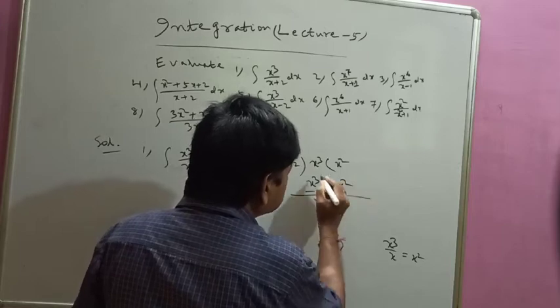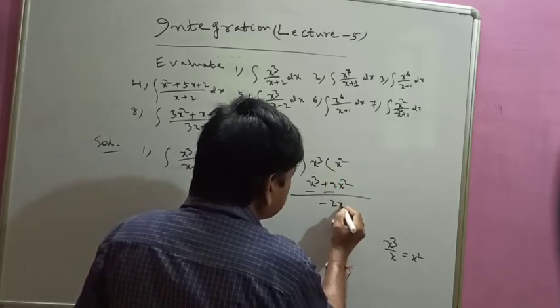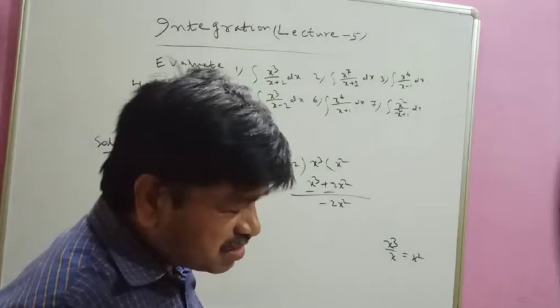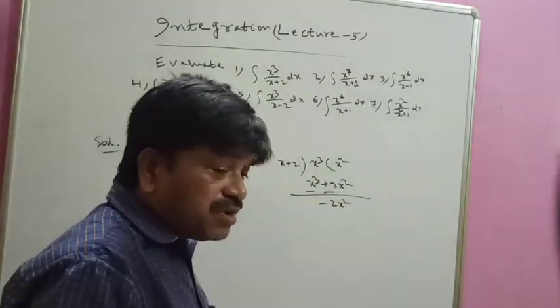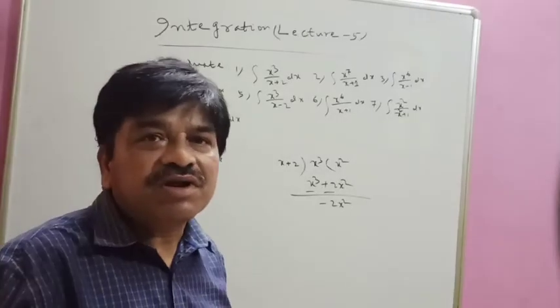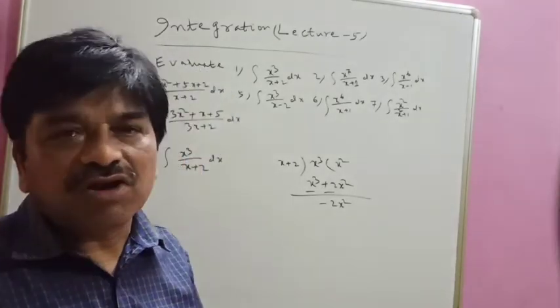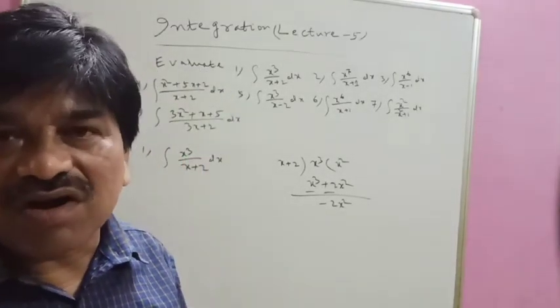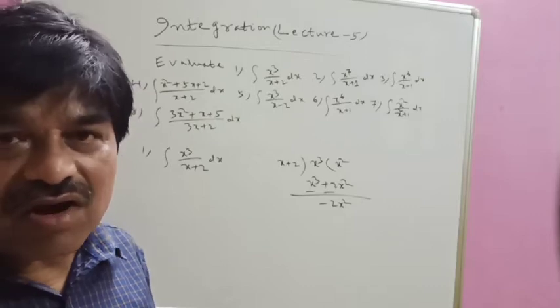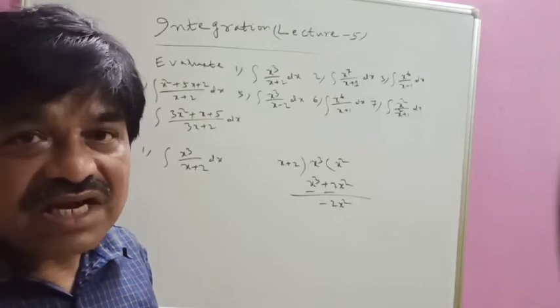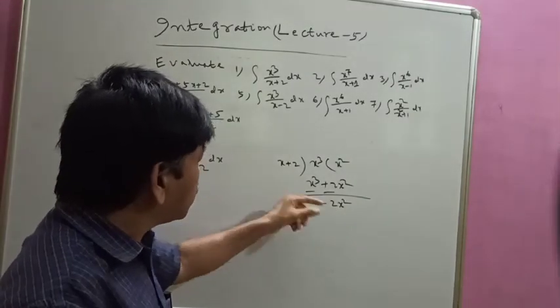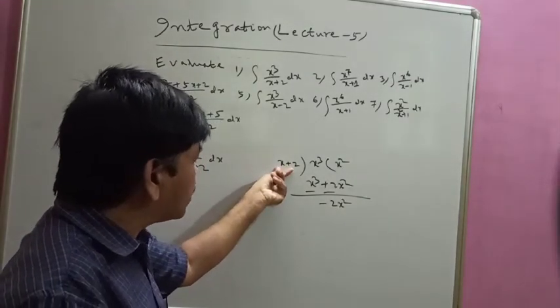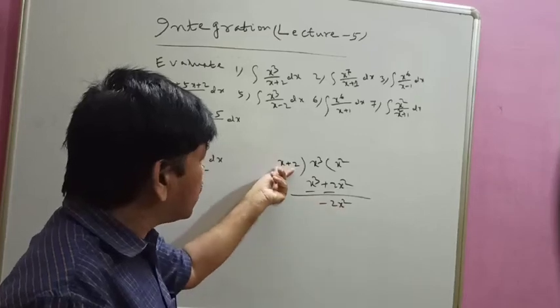Now you subtract this. So if you subtract this, it cancels. It is minus 2x square. So now the remainder is minus 2x square. But what I have told you: if the degree of numerator is greater than or equal to the degree of denominator, you divide the numerator by the denominator and continue the division till the degree of remainder is less than the degree of denominator. So now the degree of remainder is 2, but the degree of divisor is 1. So the degree of remainder is not less than the degree of divisor.